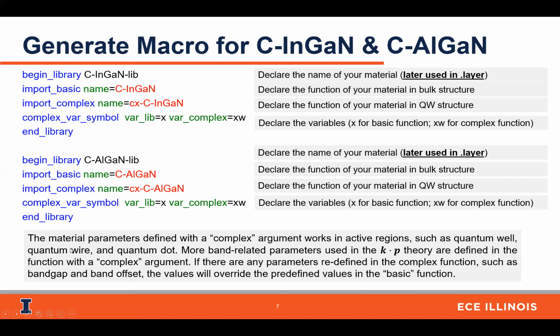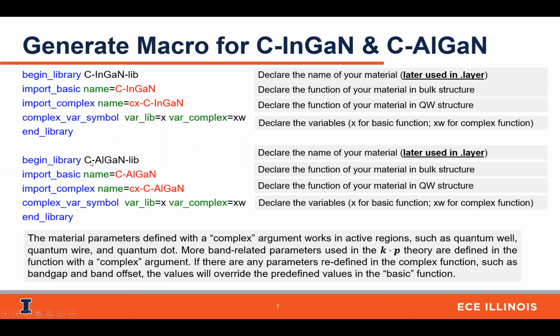So you can see at the bottom, I put a comment here. The material properties defined with a complex argument work in active regions, such as quantum well, quantum wire, and quantum dot. More band-related parameters used in the k·p theory are defined in the function with the complex arguments. So if any materials are redefined in the complex function, such as band gap and band offset, the values will override the predefined value in the basic function.